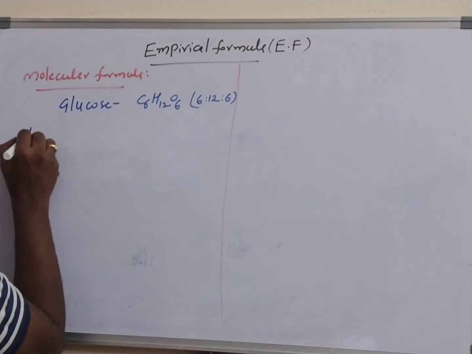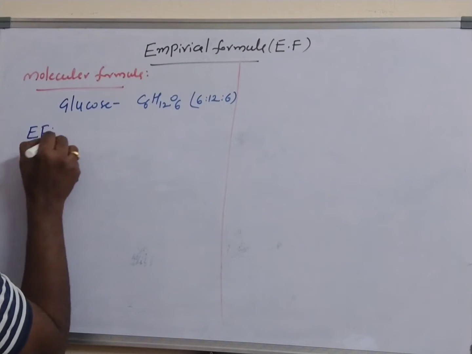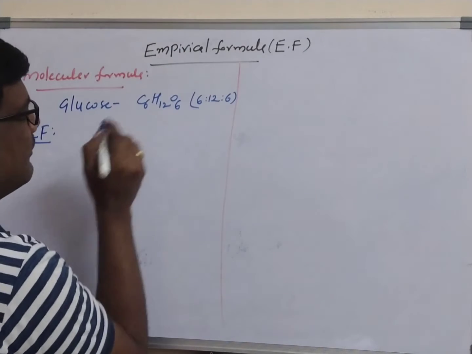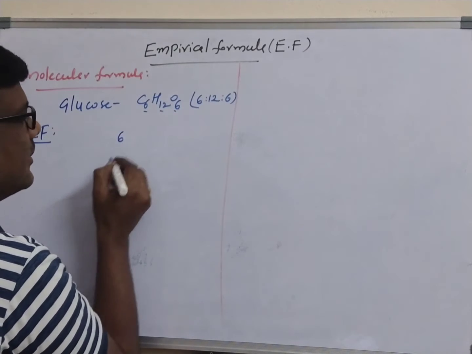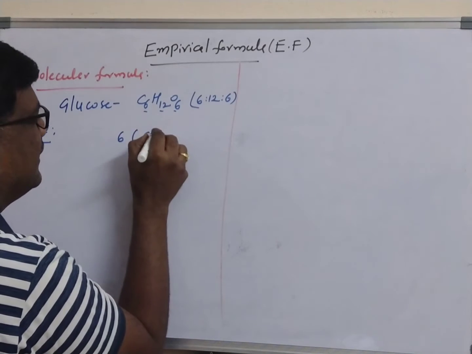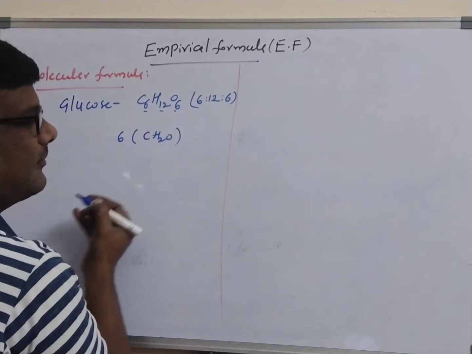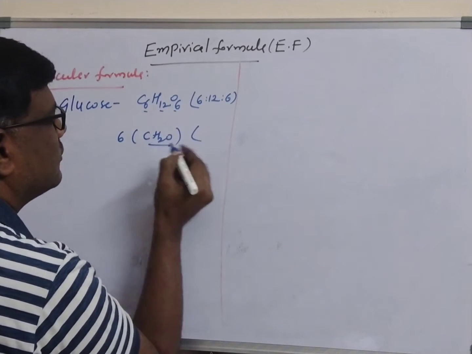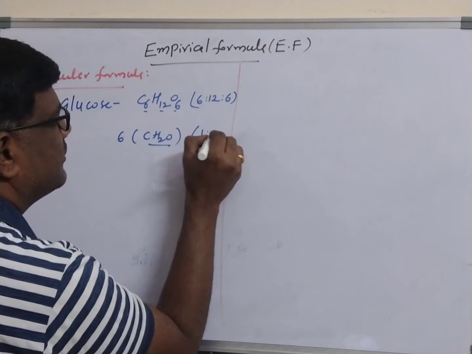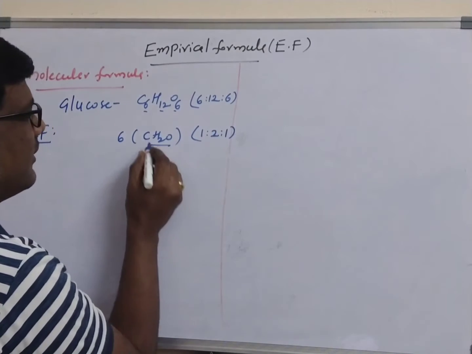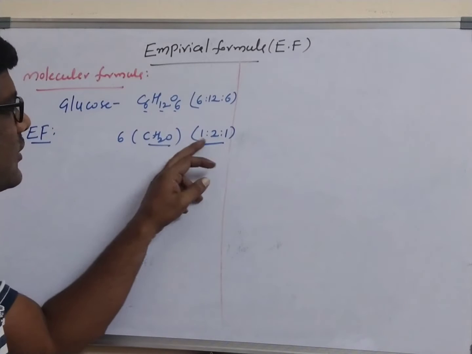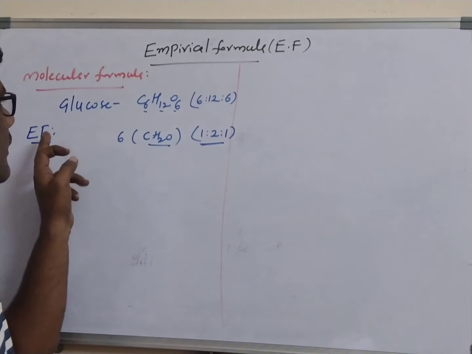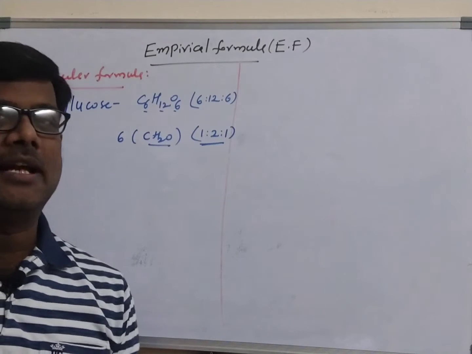Now, I am taking the empirical formula. What is the empirical formula? Same glucose I am taking here. If you observe, 6 is the common factor. Taking the 6 outside, you will get CH2O. In CH2O, carbon, hydrogen and oxygen are present in the ratio of 1:2:1. This is called the simplest ratio of atoms in the molecule, which is called the empirical formula.